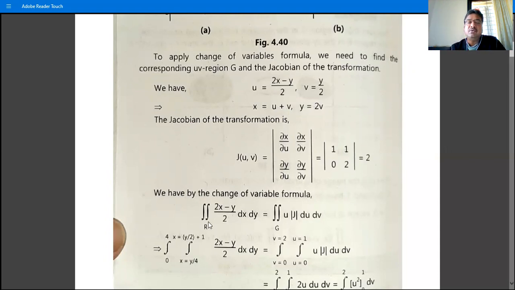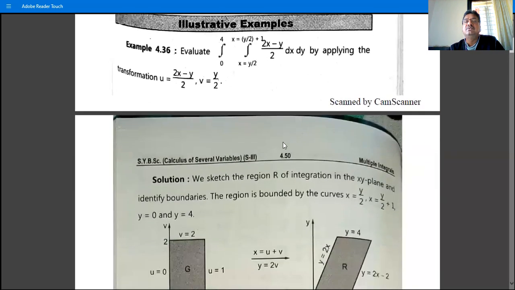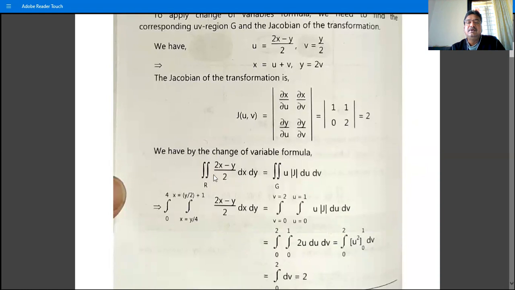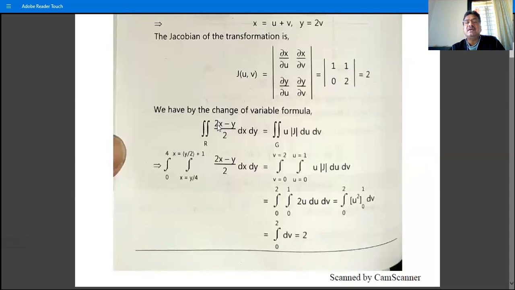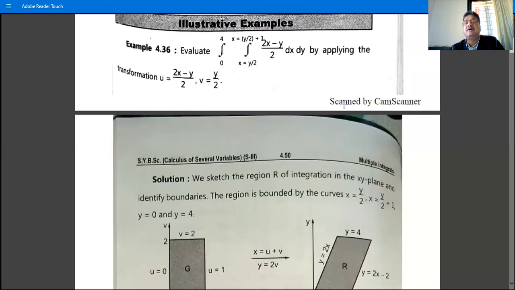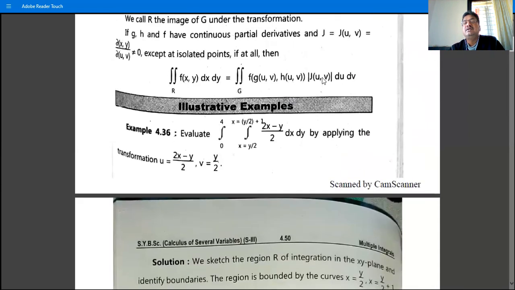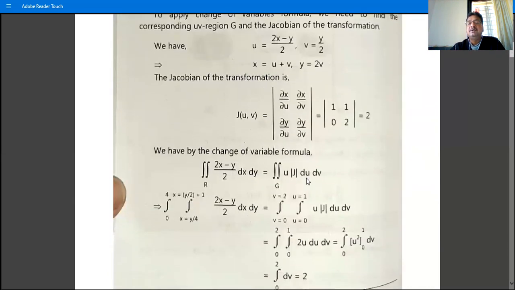And so the double integration over R of (2x minus y) by 2 dx dy is equal to the double integration over G, the new region. x is replaced by u plus v, y is 2v, divided by 2, we have the answer u mod J du dv. By using this formula, we just replace x and y by u and v, mod J du dv, and mod J is 2.